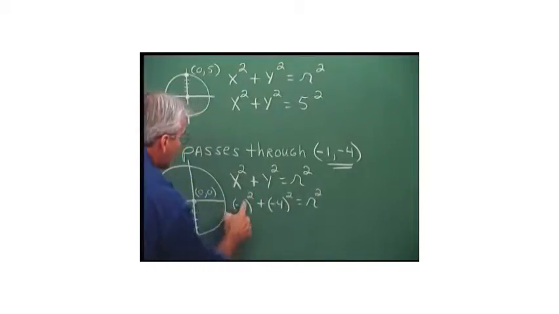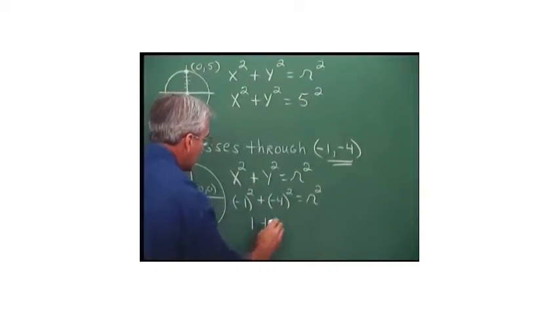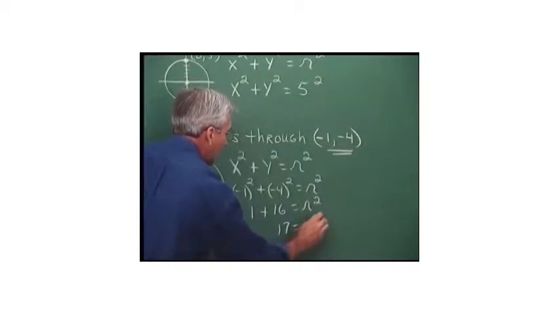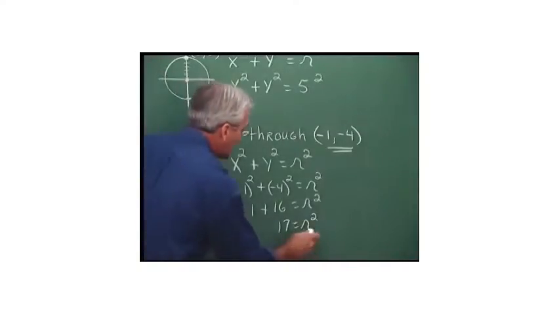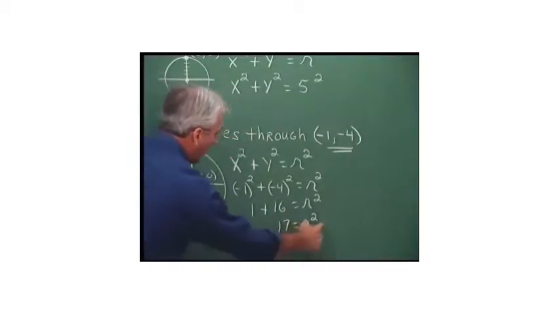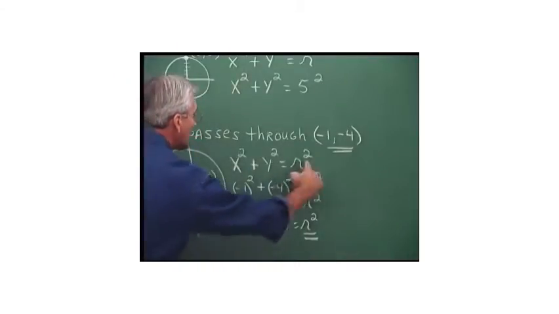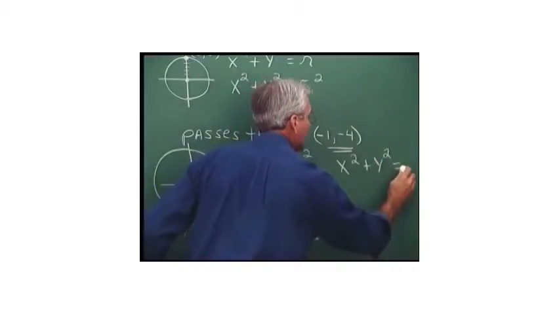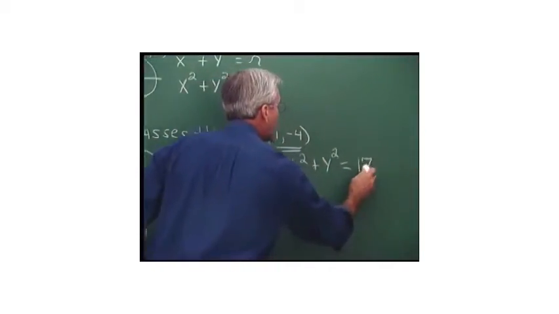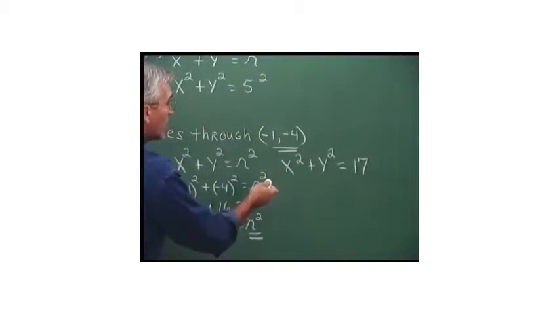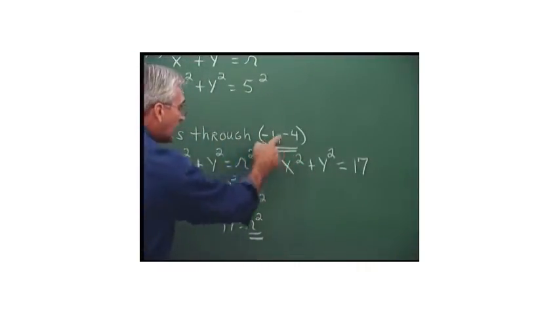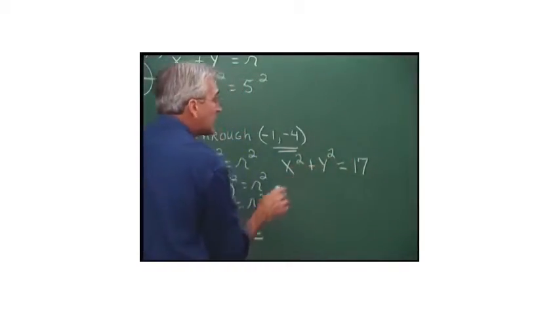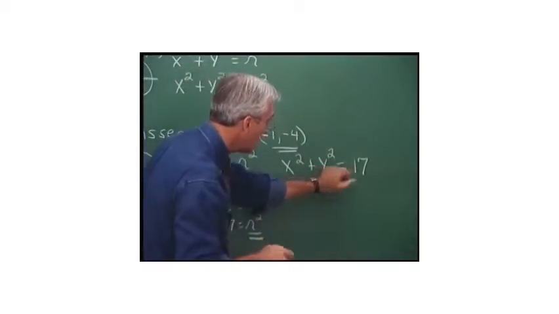Well, let's see. (-1) squared, that's 1. (-4) squared is 16. So 17 then is r squared. We really don't need the value of r. We're actually looking for r squared, aren't we? So if r squared is 17, then we can use this. Let's just slide over: x squared plus y squared equals r squared. We just found r squared to be 17. So here then is the equation of the circle that goes through this point and whose center is at the origin. Now, if we actually needed to find the radius, it would be the square root of 17.